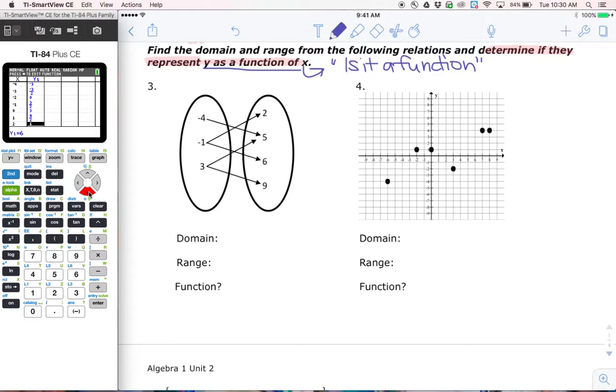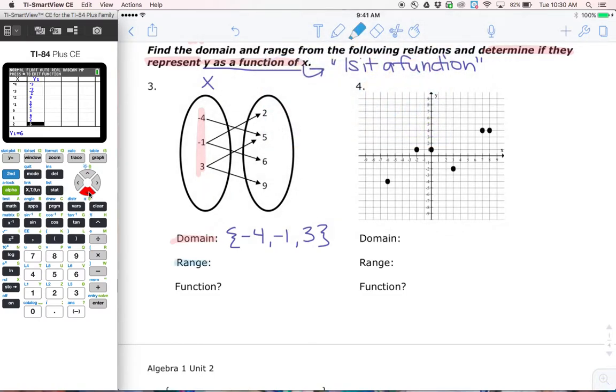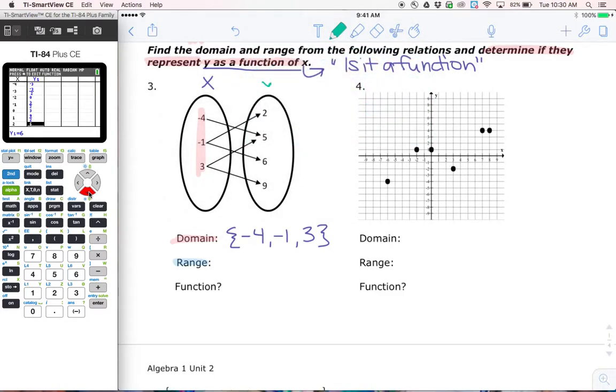They're asking us about the domain. Well, domain are just my x values, right? So my domain are just these numbers, and we're going to write them in order from least to greatest. Here we go, -4, -1, 3. Okay, that's it. And now we're going to look at my range. My range this time are just going to be my y values. So my y values are right here, and we've got 2, 5, 6, and 9. So all 4 of those are my range values: 2, 5, 6, 9.